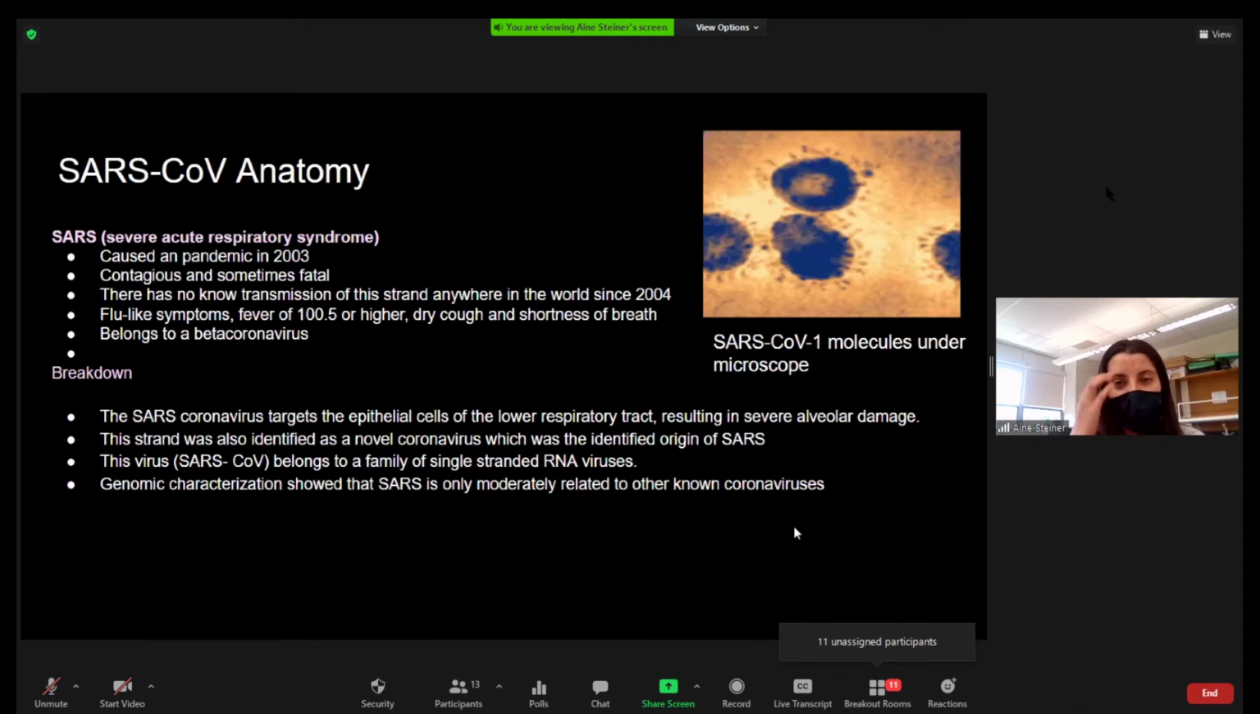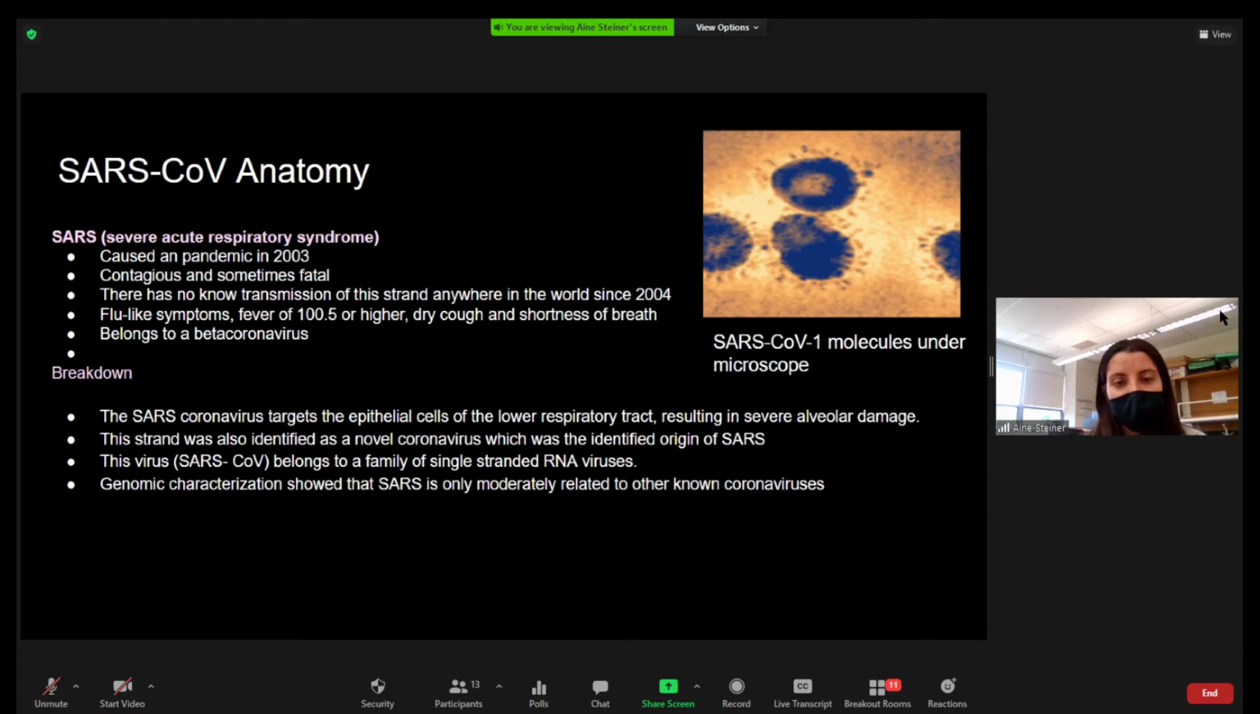So the first strain of coronavirus we will be comparing COVID-19 to is SARS-CoV. SARS was a severe acute respiratory syndrome. It caused a pandemic in 2003. It was contagious and sometimes fatal. There has been no known transmission of the strain anywhere in the world since 2004, though. It had flu-like symptoms similar to COVID, and it also belongs to the beta coronavirus family.